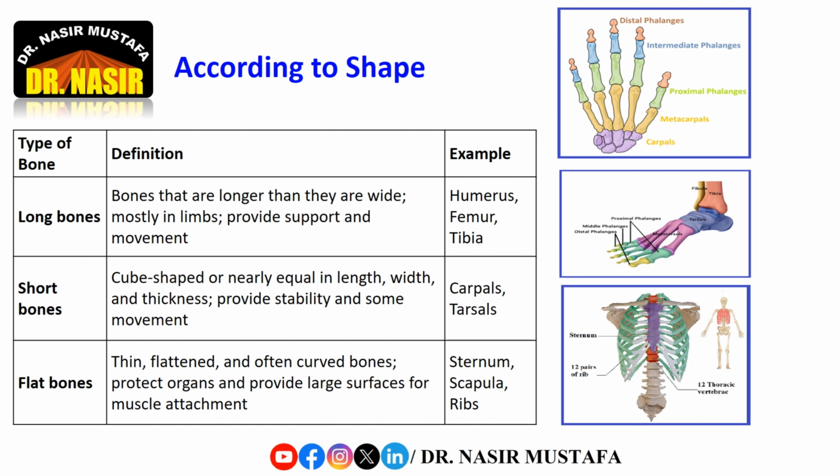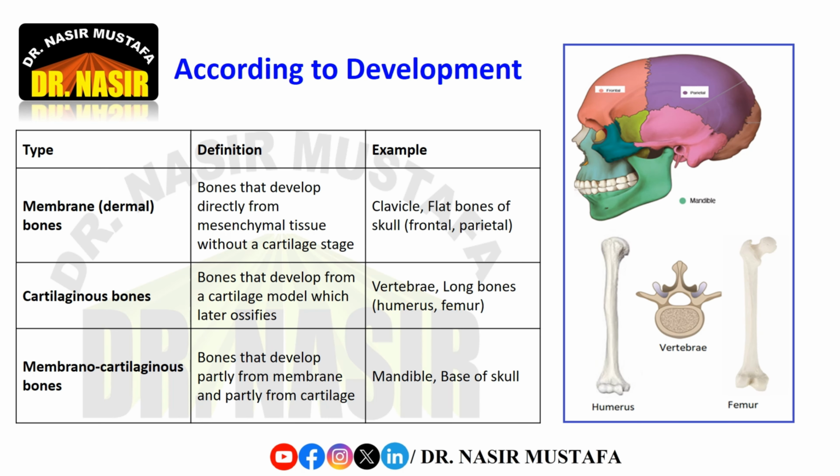Flat bones are thin, flattened, and often slightly curved. They mainly serve to protect vital internal organs and provide broad surfaces for the attachment of muscles. Examples of flat bones include the sternum, scapula, and ribs.